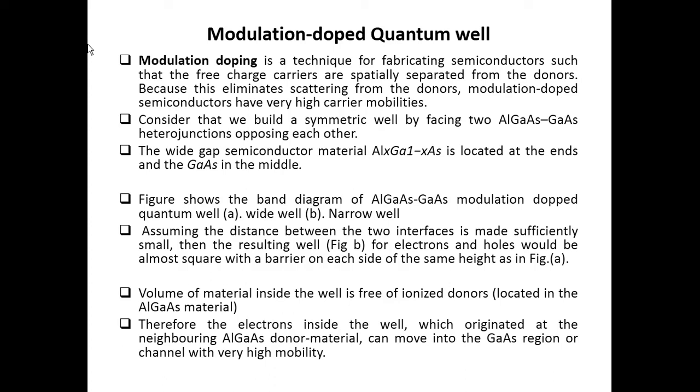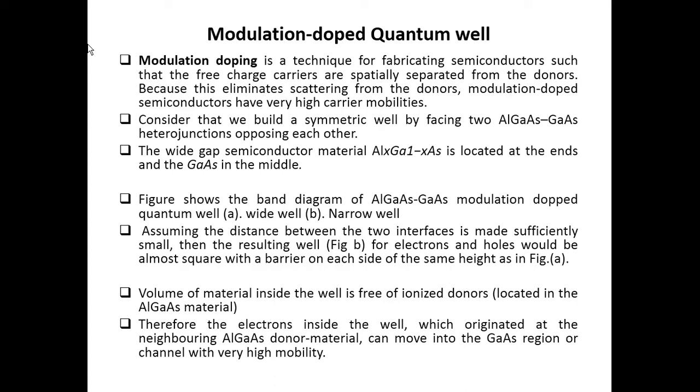And that is why modulation doped semiconductors have very high carrier mobility. That is the main advantage of using modulation doping. So I think you know the concept now. Why do we go for modulation doping? Because modulation doping will always give very good speed for the device, since the free charge carriers are spatially separated from the donor material from which these charge carriers come.